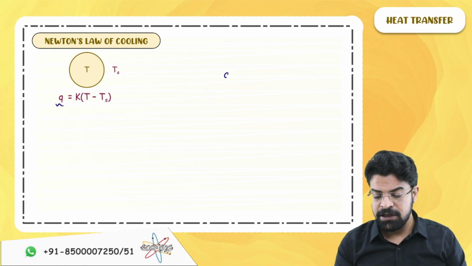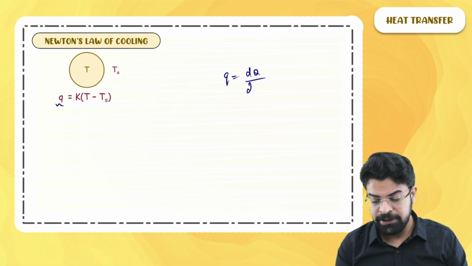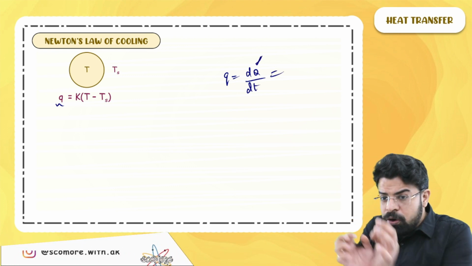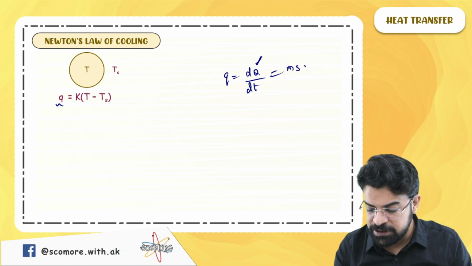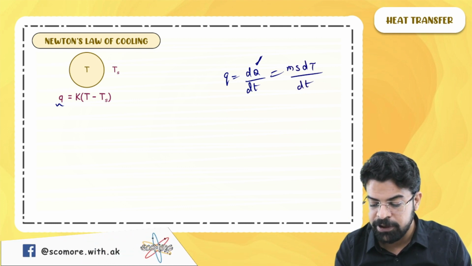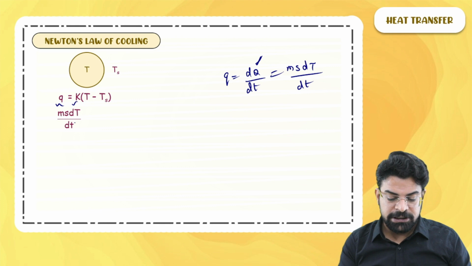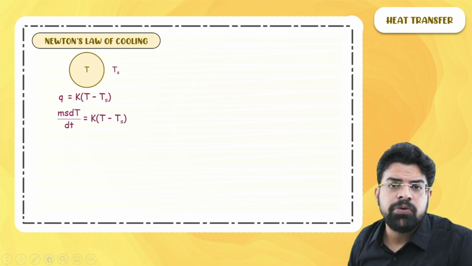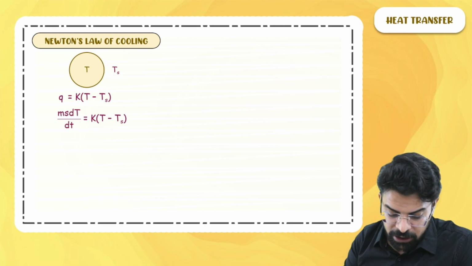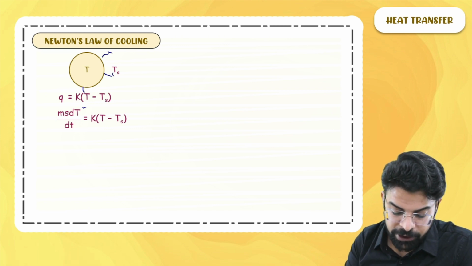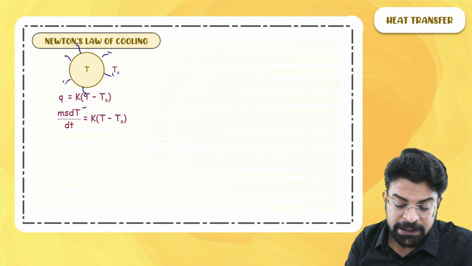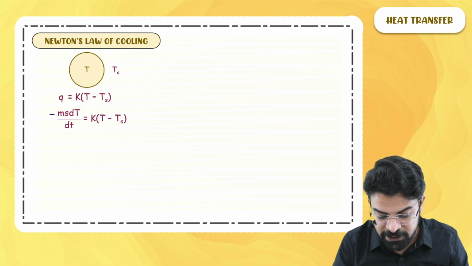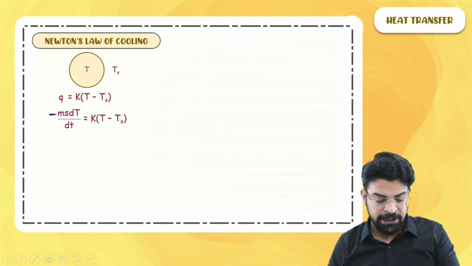You can write the rate of heat flow as dQ by dt. And you can write dQ, the infinitely small heat flow, equals mass into specific heat times the infinitely small change in temperature, upon dt. So you can write ms dT by dt equals k into T minus Ts. Technically, this equation is not correct. Why? Because here the heat flows from the body. When heat is given to the body, it is taken as positive. When the heat flows out of the body, it is taken as negative. So technically, there has to be a minus sign here.